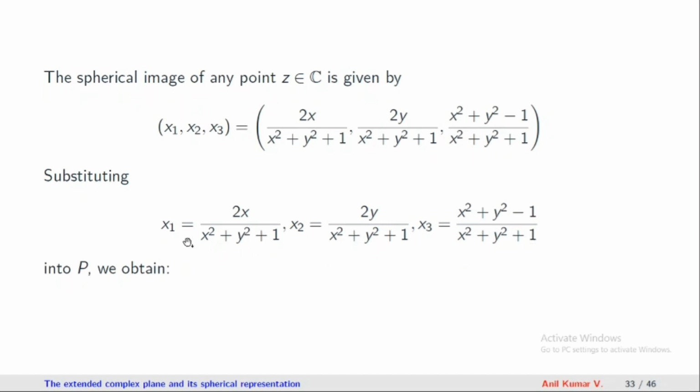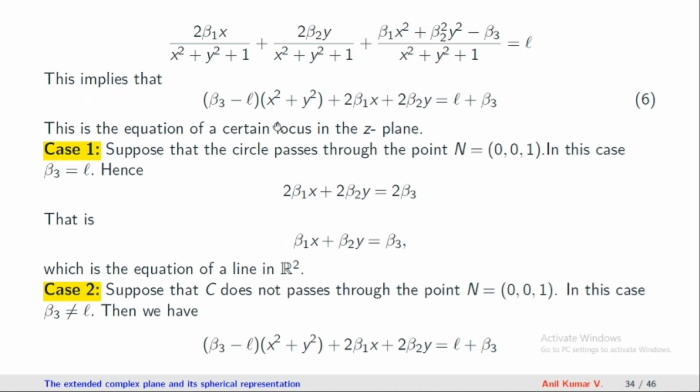So substituting these coordinates in the plane, we obtain this. On simplification, we obtain (beta 3 minus L) into (x square plus y square) plus 2 beta 1 x plus 2 beta 2 y is equal to L plus beta 3. And this is the equation of a certain locus in the Z plane. Now we consider two cases.